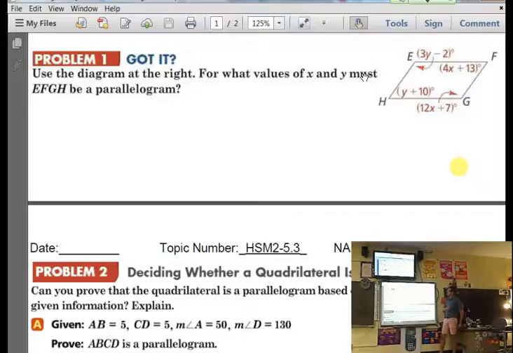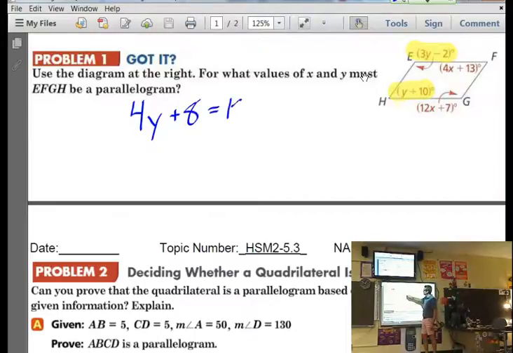I said that angle H plus angle E equals 180. So you can either write out the whole thing, or we're far enough that we can say, okay, 3y and y, that'll be 4y. Positive 10 and negative 2, what do those sum to? 8 equals 180 because they're a supplementary pair. Then 4y equals 170.